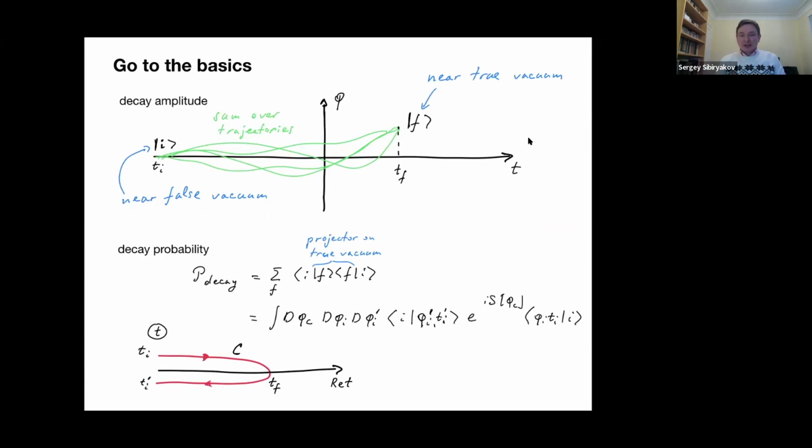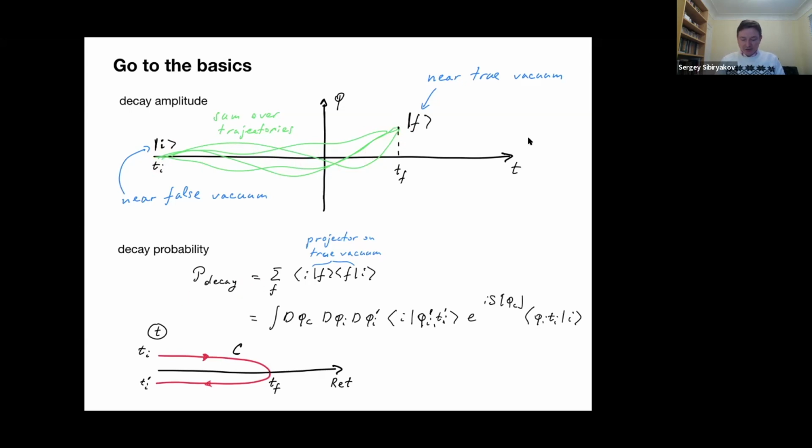So we have to formulate this question starting from first principles. And here we go back to the basics, and we remember how Coleman derived his formula, and also other people before and after Coleman. What we have to do is consider the path integral over all trajectories that connect the initial state, which is somewhere near the false vacuum, to the final state, which is somewhere near the true vacuum. And we integrate over all trajectories that connect the two.